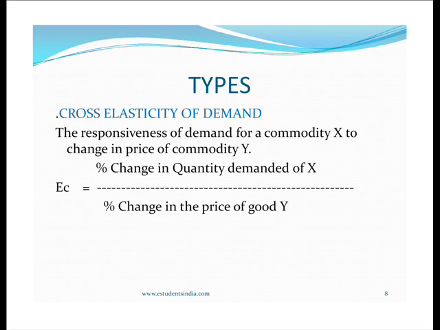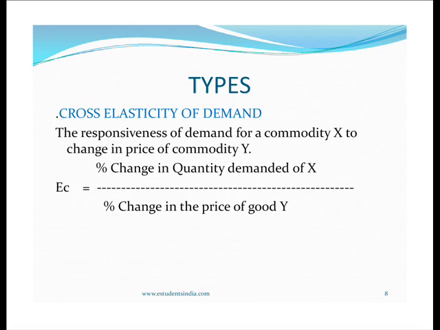How can you compute cross elasticity of demand? Delta QX, that is the change in quantity demanded of good X, divided by QX, that is the original quantity demanded of X, all divided by delta PY. What is delta PY? The small change in the price of Y, divided by PY, the original price of good Y. So EC is equal to delta QX divided by QX, all divided by delta PY divided by PY.